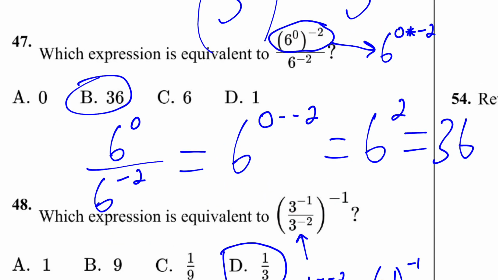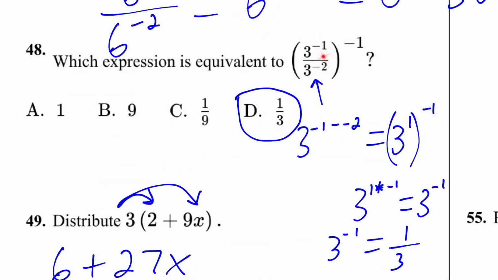For 47, I start on the top of the fraction. The power rule says I can take 0 times negative 2, and that just gives me 0. Then I'm going to use the quotient rule. 0 minus a negative 2. Minus a negative 2 is like plus 2. So this is like 6 squared. Another way to write 6 squared is 36. Choose B.